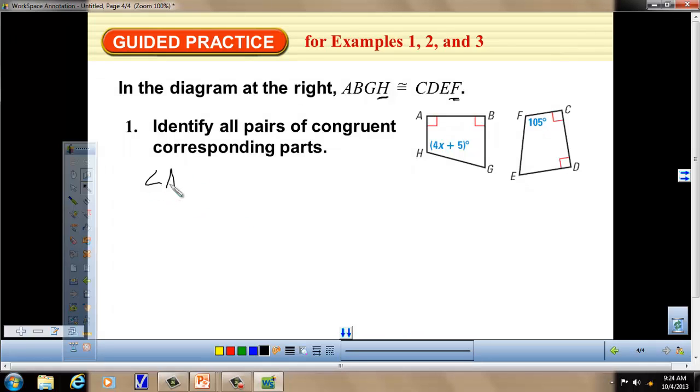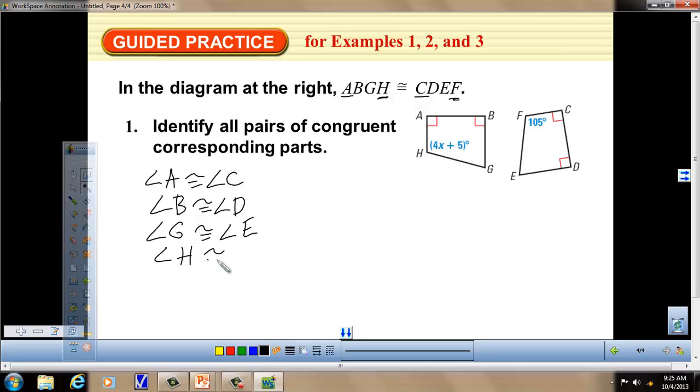We know angle A is equal to C. And I kind of cheat a little bit. I just use what's here. A and C are congruent. B and D are congruent. G and E are congruent. And H and F are congruent. And again, you can look at it and go A and C, B and D, G and E, H and F.